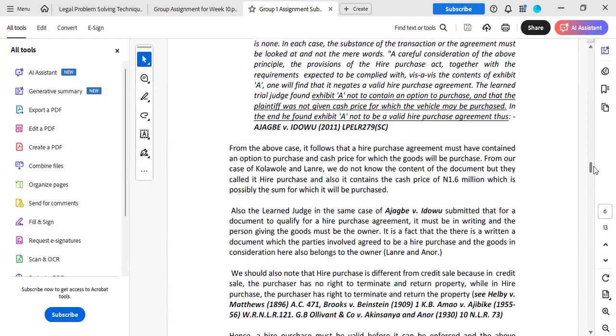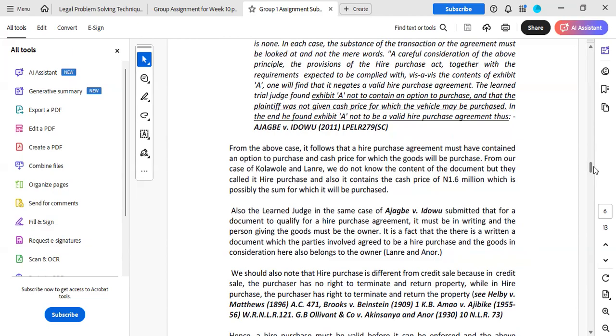Then from the above, you now begin to put your arguments, applying it to the facts of the case, because each of those material facts you are identifying is likely to become an issue on its own. You raise issues from them. So on the above case, it follows that the hire purchase agreement must have contained an option to purchase the price for which. So the person is now applying it to the facts of the case.